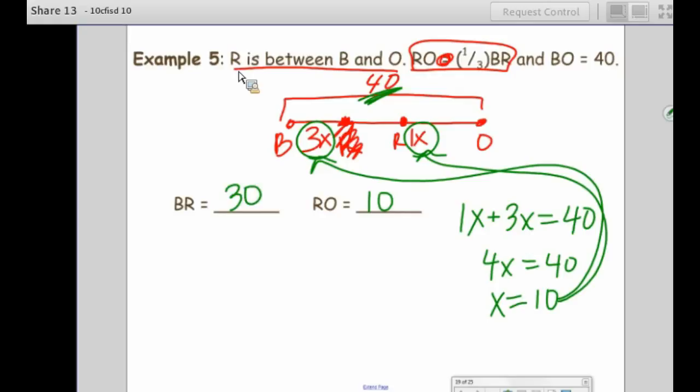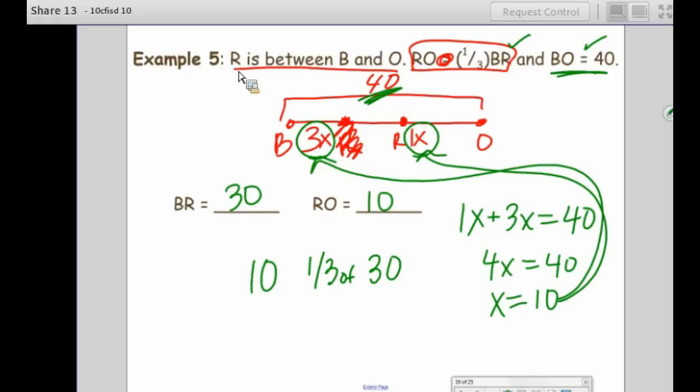Now I could check my work. Is RO 1/3 of BR? Is 10 1/3 of 30? Well, yes, it is. Is 30 plus 10 equal to 40? I'm checking my answer. Yep. So this works and this works. So we did it correctly.